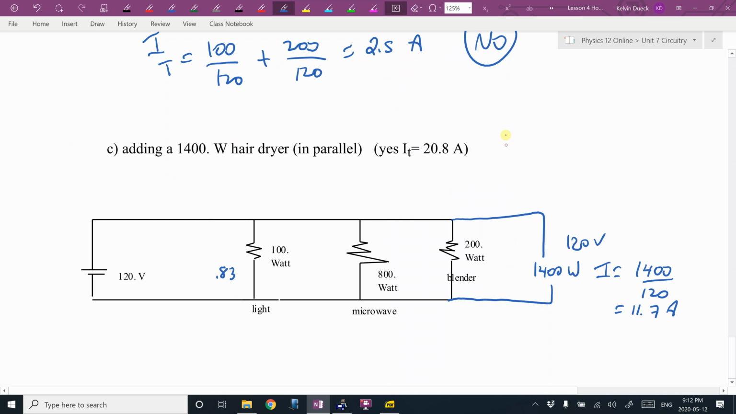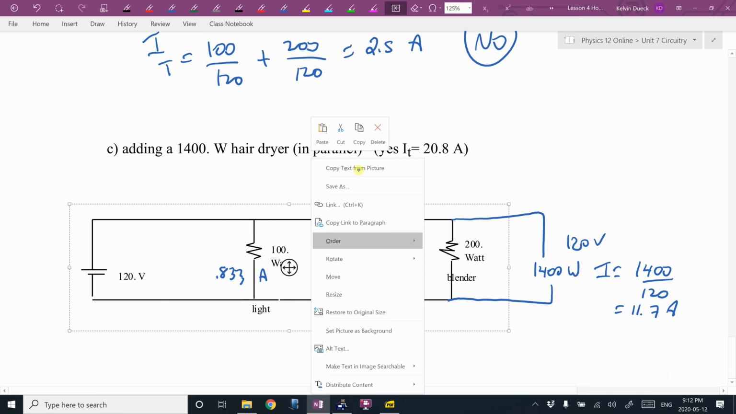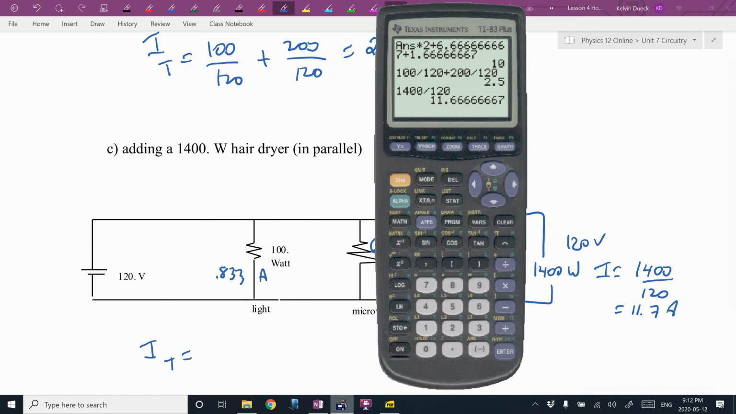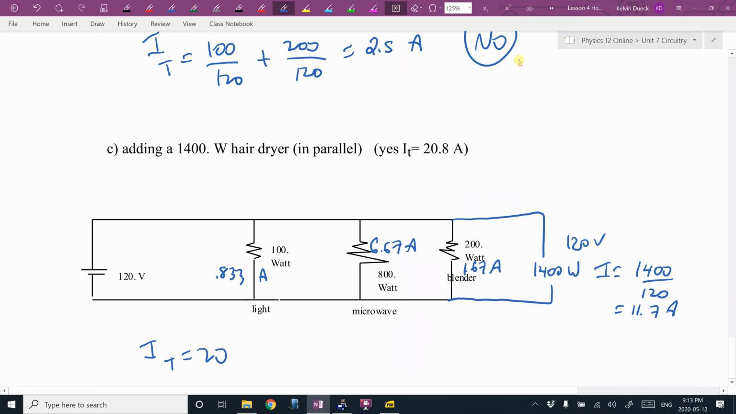This was 0.833 amps. This was 6.67 amps. This was, what was it? 1.67 amps. I total equals 0.833 plus 6.67 plus 1.67 plus 11.7. Ooh, 20.8 amps. Yes, this will trip the breaker.